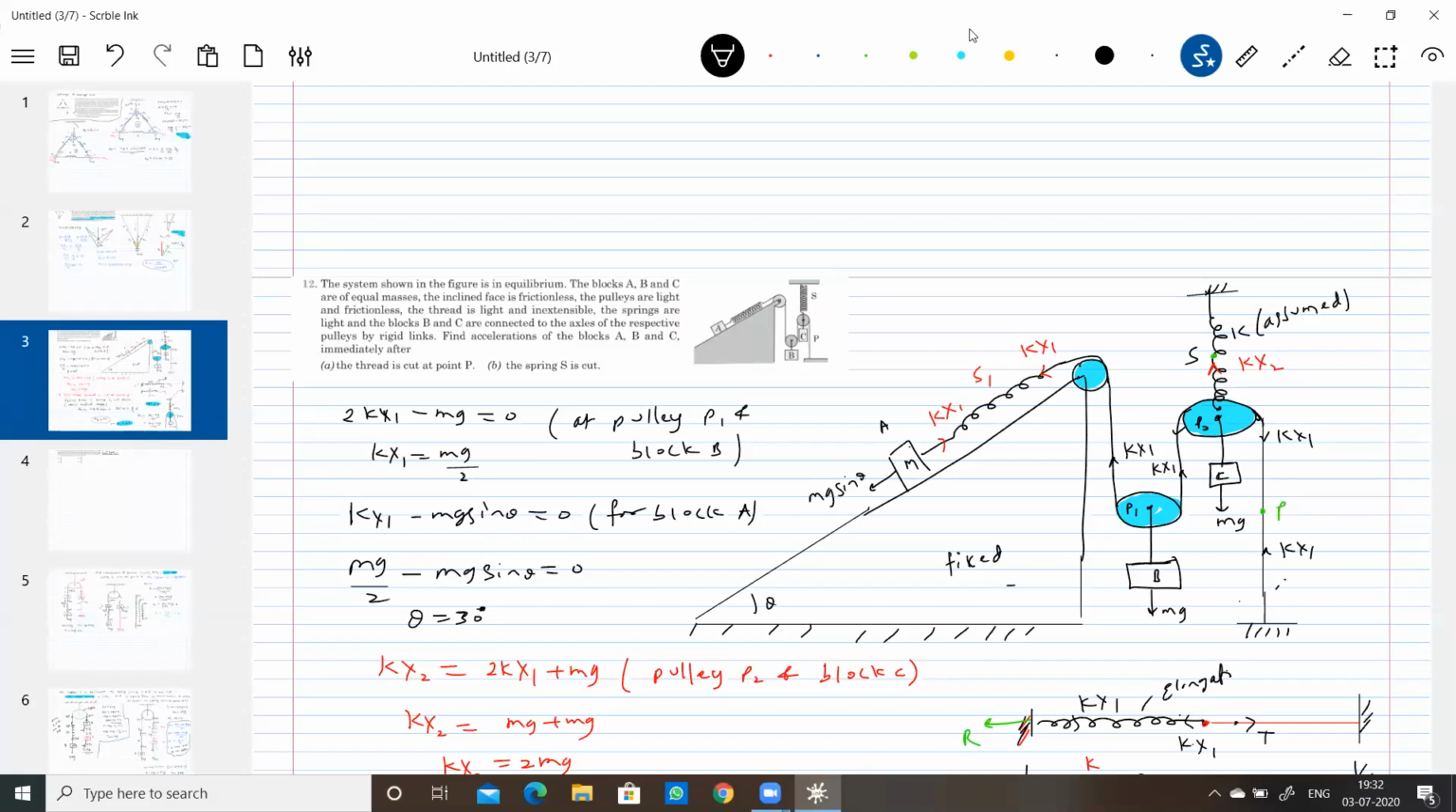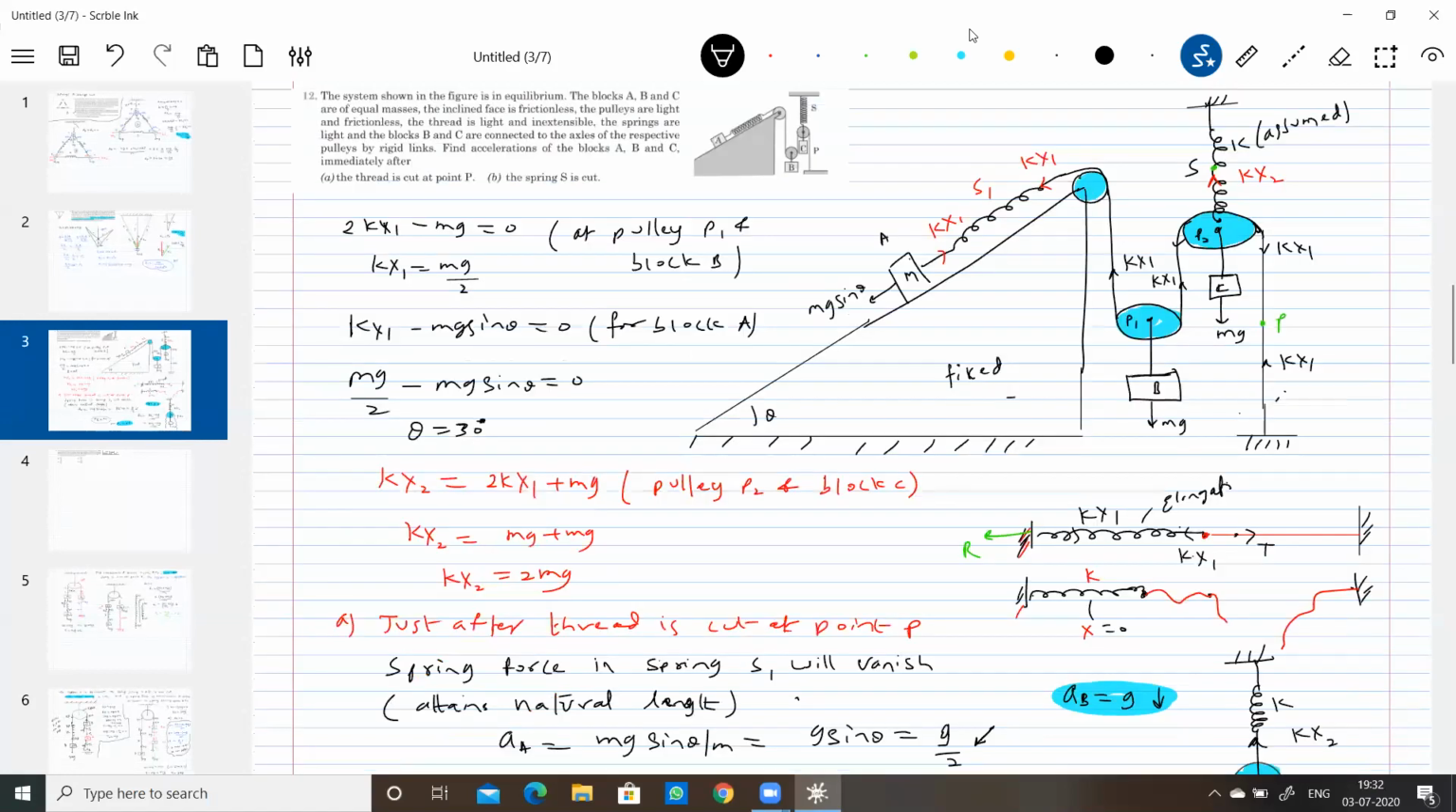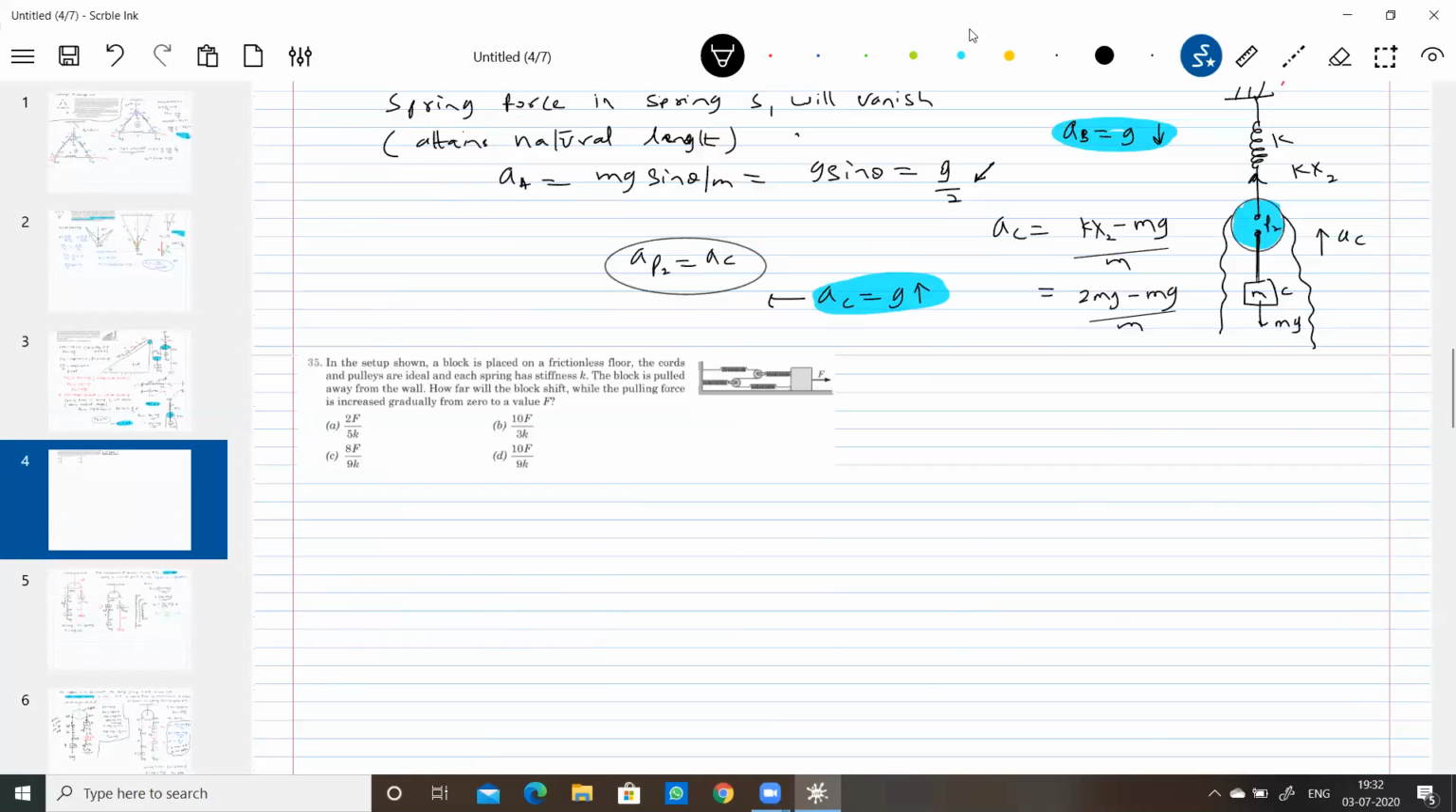At S, the spring constant wasn't given, intentionally not given. So we can assume any value, we can continue, and we'll get the same answer. No, the spring S is cut. I'm going to cut the spring itself.